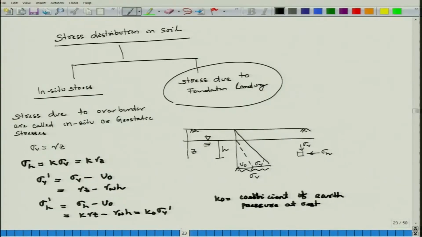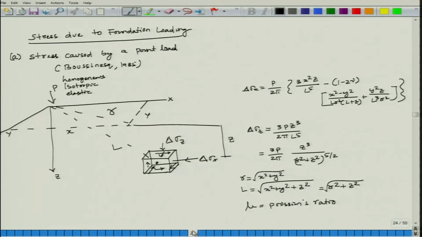So earlier we covered stress distribution in soil last class: in situ stress and stress due to foundation loading. Stress due to foundation loading is primarily important for the design of foundations, that means the increase in stress because of external loading. For stress caused by a point load, we started with Boussinesq, 1885.